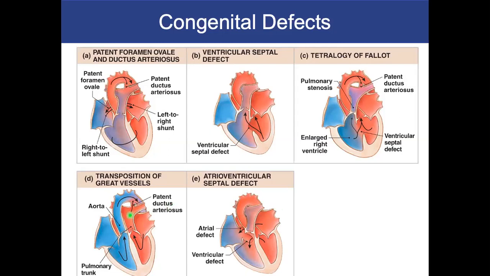Transposition of the great vessels. This would be when the aorta comes off of the right ventricle and it's not supposed to, and then the pulmonary arteries come off of the left ventricle and they're not supposed to. And most of these can be corrected with heart surgery. So here's atrioventricular septal defects, where there's a hole in the atria and holes in the ventricles.